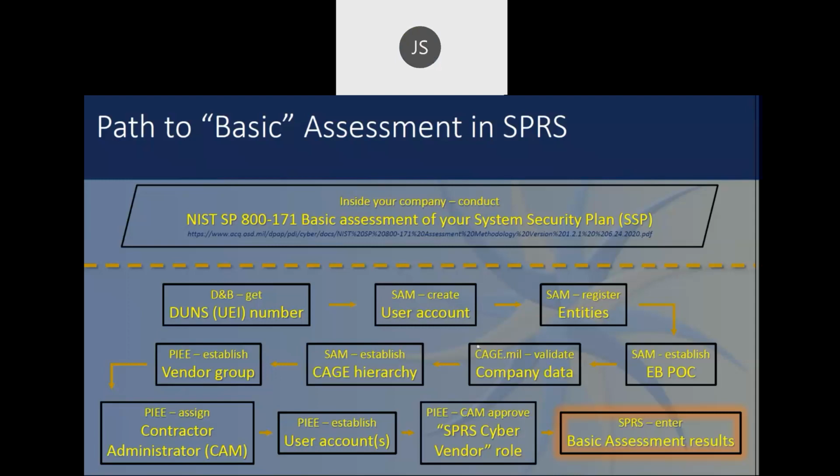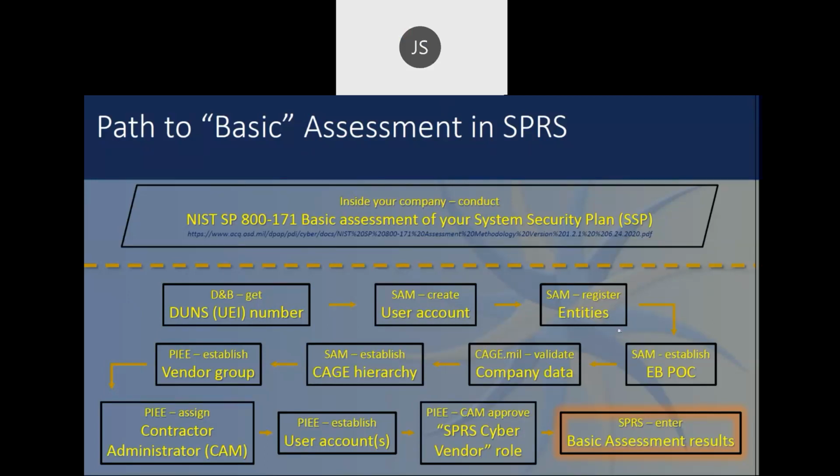Final place where you can get to the point where you can start talking about award and bids. So the first thing you have to do is an actual assessment of your system security plan. Here is a link just below it at the top. It's a rather long link, but that is the methodology posted on the OSD site of how to run the checklist to do the actual NIST SP 800-171 assessment, your basic assessment.